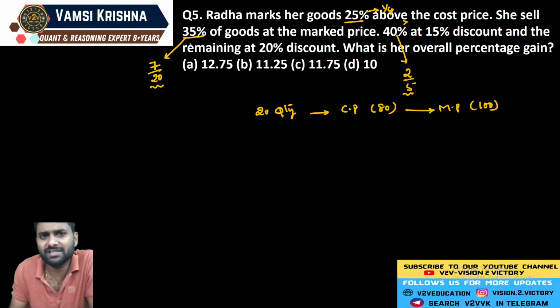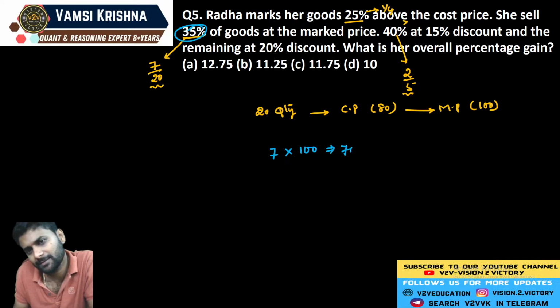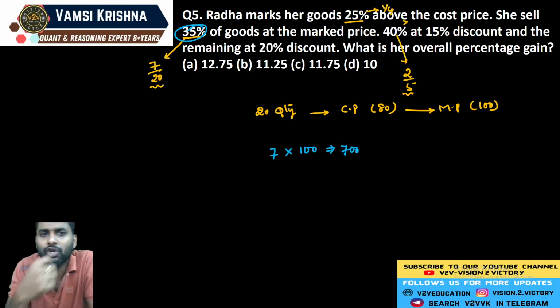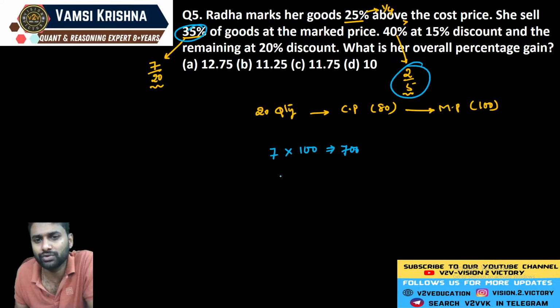Now the first 35% is 7 by 20 of goods, meaning 7 quantities. And they sell at the market price. What is the market price here? 100. So the answer is 700. That is the first transaction. Now 40% means 2/5 of goods. 2 by 5 of 20 is equal to 8 goods.